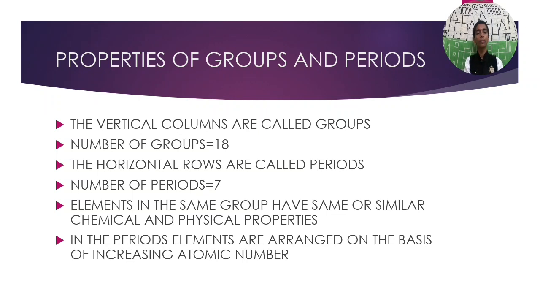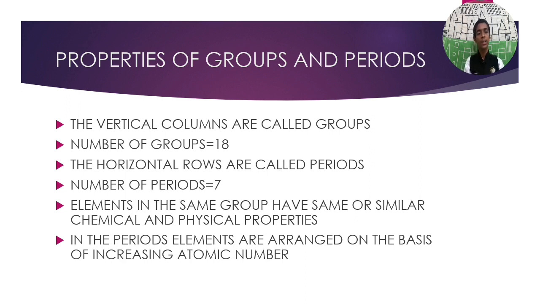Properties of groups and periods. The vertical columns in our periodic table are called groups. The number of groups in our periodic table is 18. And horizontal rows are called periods. The number of periods in our modern periodic table is 7.